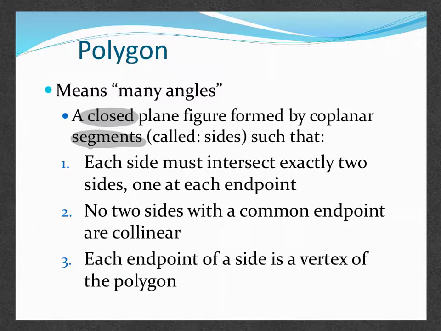Each side must intersect exactly two sides, one at each endpoint. No two sides with a common endpoint can be collinear. And each endpoint of a side is a vertex of the polygon. So just like an angle, the vertex is where the two sides meet.